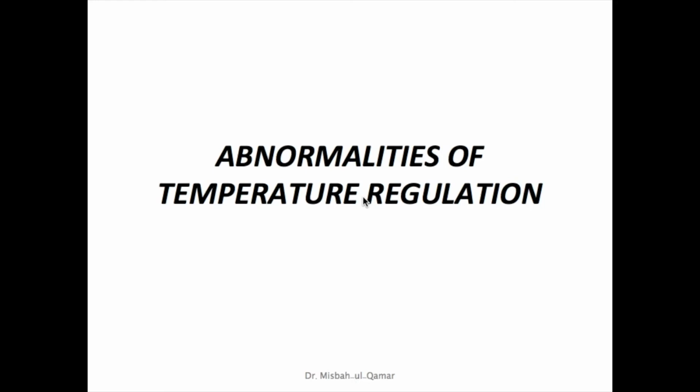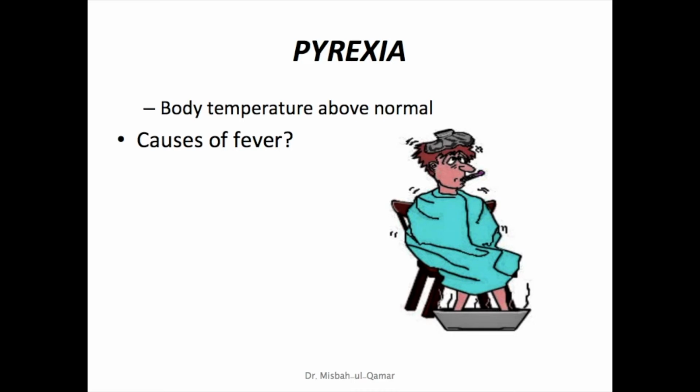This lecture will focus on the abnormalities of temperature regulation. First one is pyrexia, which in common language is called fever, and it refers to increased body temperature above normal. Pyrexia is caused by toxic substances which can affect temperature regulating centers. So, when I say that they affect the centers, it means that in this condition there is a resetting of the set point to a higher level.